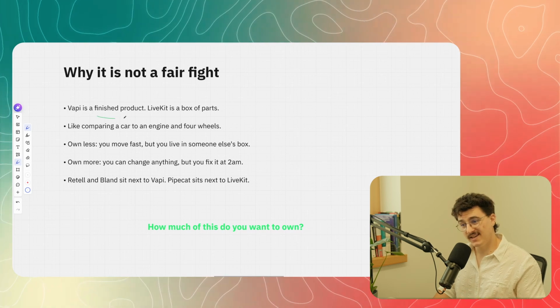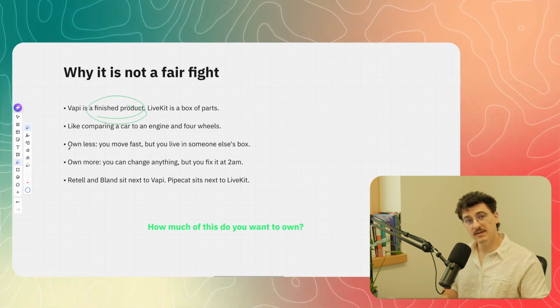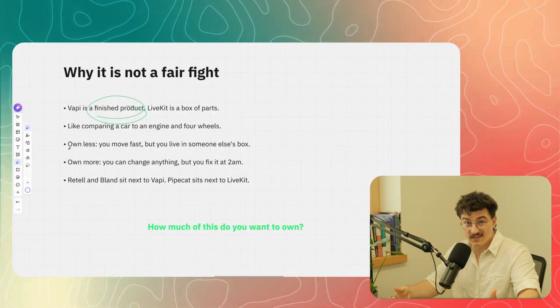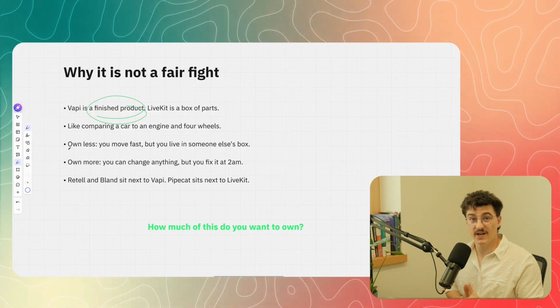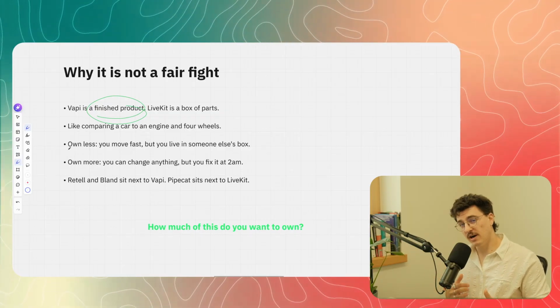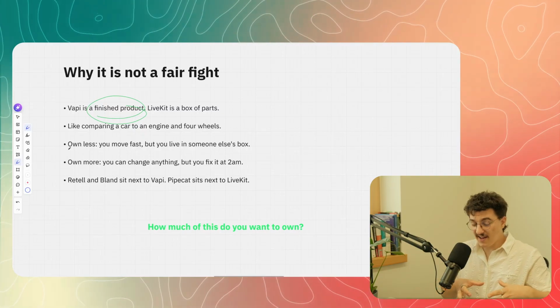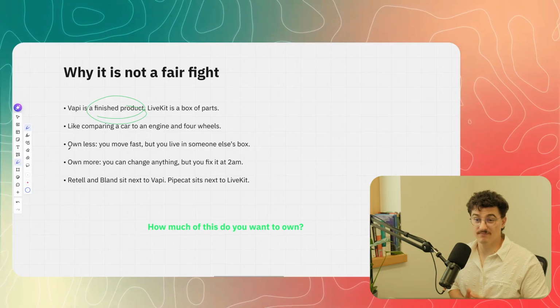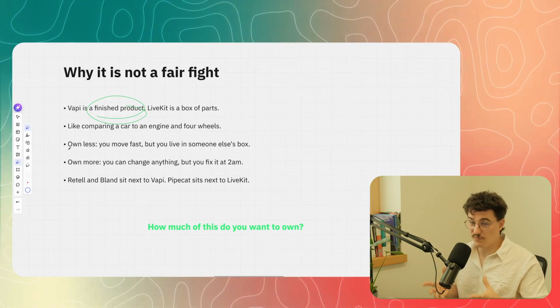Because Vapi is a finished product. Vapi basically hands you the agent already. You just have to put in the settings you want, but everything's done already. And LiveKit is just a box of parts. It's like comparing a car to an engine and 4 wheels. Both can get you to your destination, but only one drives off the lot today.